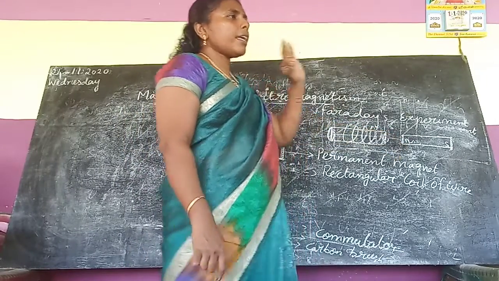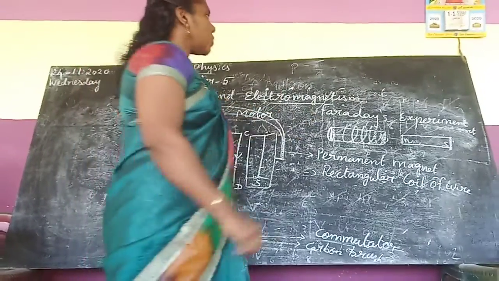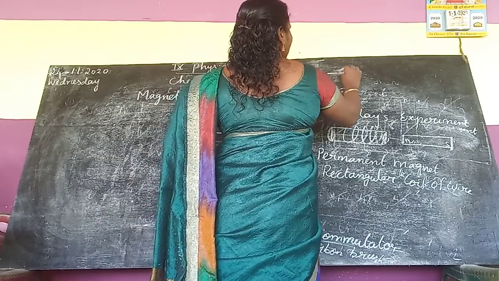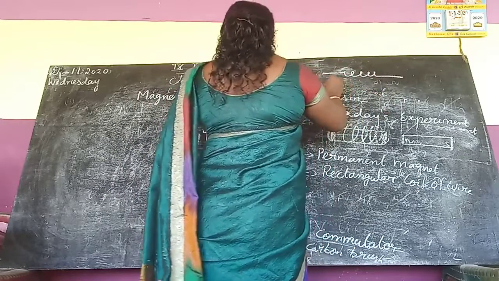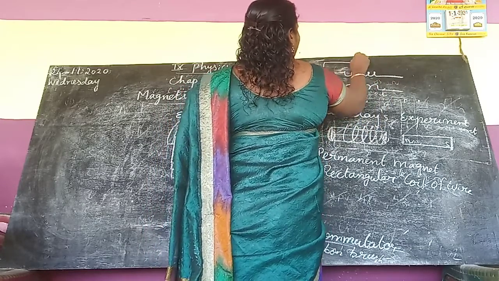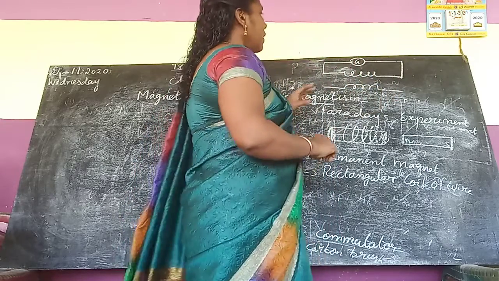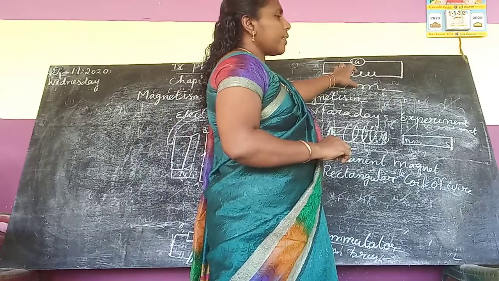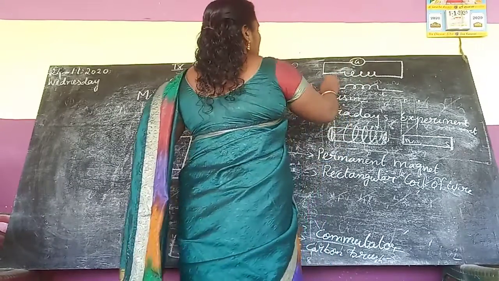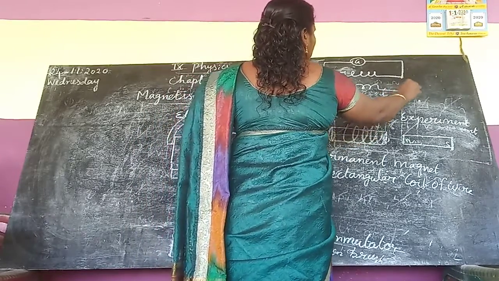For that, he has given 3 experiments. The first one: we are using a first coil and a second coil. The first coil is attached to a galvanometer. When current passes through this conductor, the galvanometer will show deflection. For that only the galvanometer is attached. So here there is a battery and resistance.